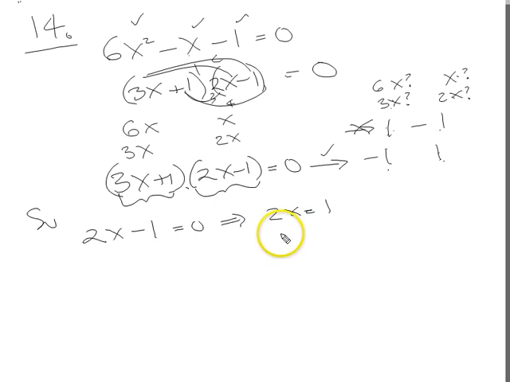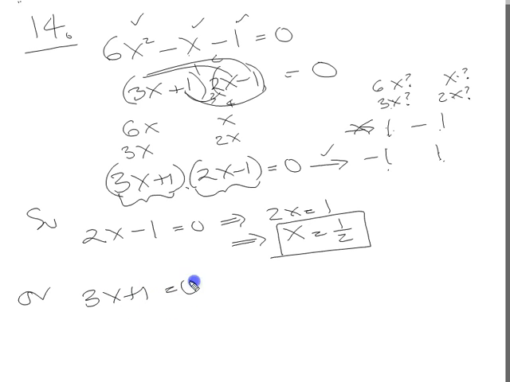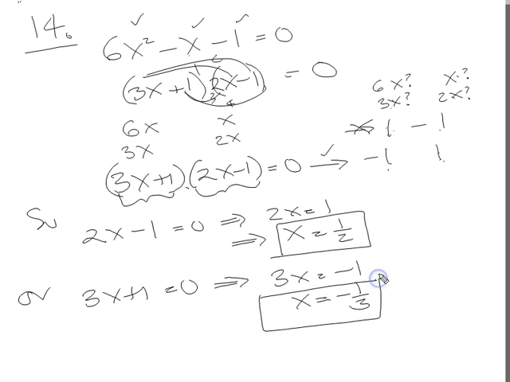Divide by 2, both sides, so that will give you x. And divide by 2 on this side will give you a half. There we go. That's the first solution. Next one. Or 3x plus 1 equals 0. Move the 1 over, agreed, to minus 1. Then divide by 3 both sides, and you get x is minus 1/3. There we go. That's that one. Good. Sorted. So we've got those two there. That's 14 done. Let's go on to the next one then.